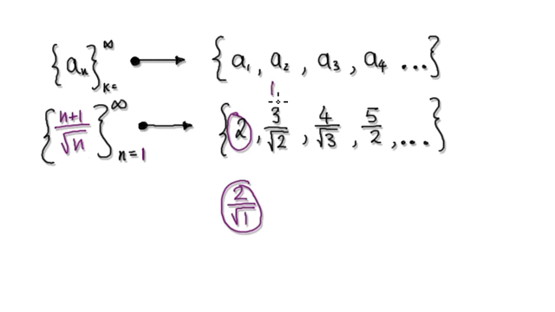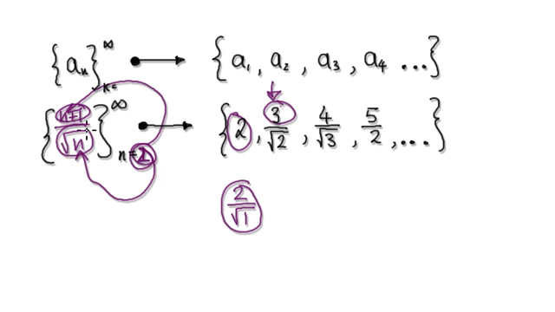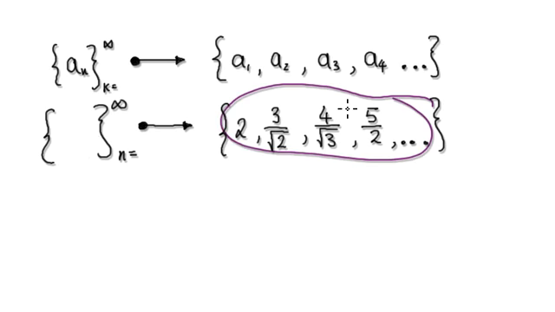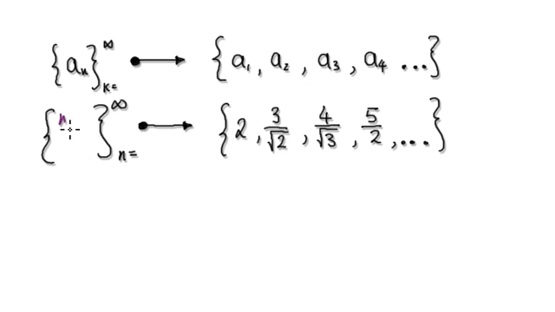Now the next term would be us putting 2 into the n here. So put 2 into the n. So this thing here will be 3. And then put 2 into here. This thing here would be root 2, and then so on. So as it turns out, given this sequence, the original formula would be n plus 1 over root n. Okay.